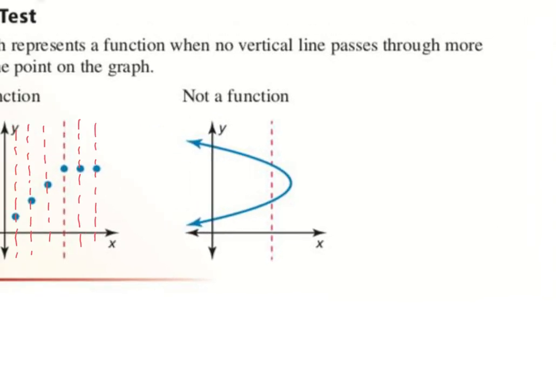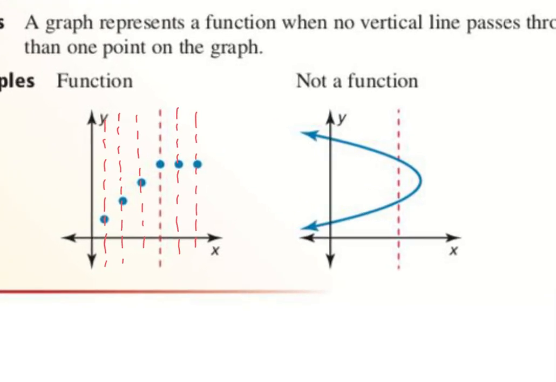Now, over on the graph on the right, if at any time you draw a vertical line and it passes through the graph at more than one point, in this case we've drawn two vertical lines that cross through it at more than one point, that would be considered not a function, okay? So as long as you pass the vertical line test, you have a function, but if you don't, then you do not have a function.